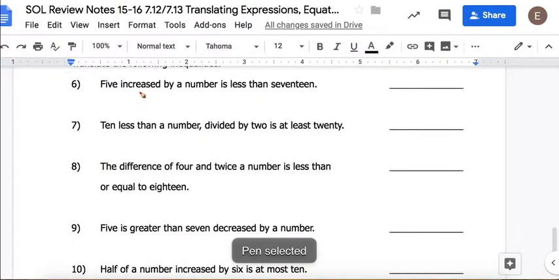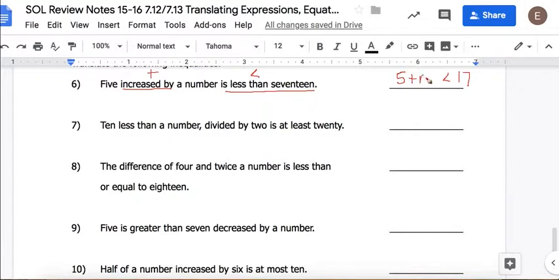Okay, so 5 increased by a number is less than 17. So I'm looking at right here, is less than 17. That's my inequality right there. So we're going to write the less than 17 here at the end. And now we're going to write 5 increased by a number. That means addition. So 5 plus n.